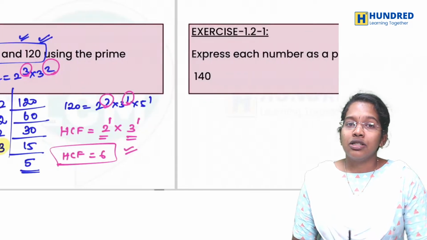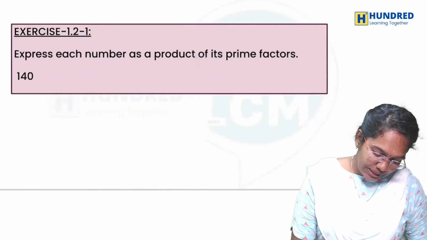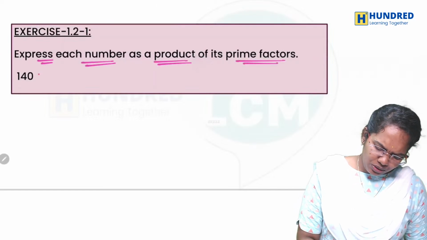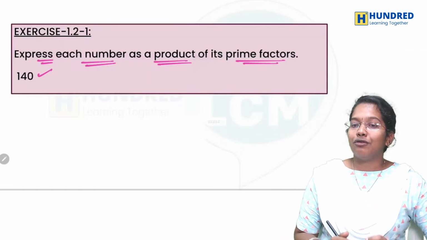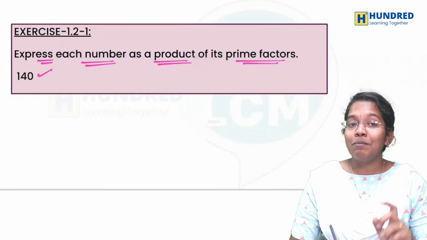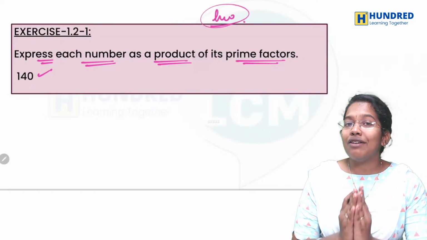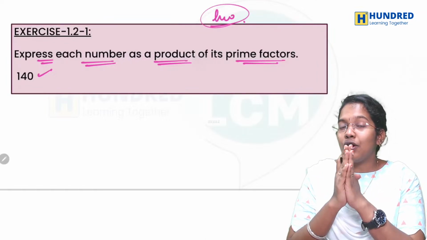Okay guys, now let's move on to the next thing. Here they are asking us to express each number as a product of its prime factors. So simply they are asking us to find the prime factors for 140. This is such a simple sum. You guys are going to do this as homework. So simple, right? What you have to do is just start with prime factorization for 140.